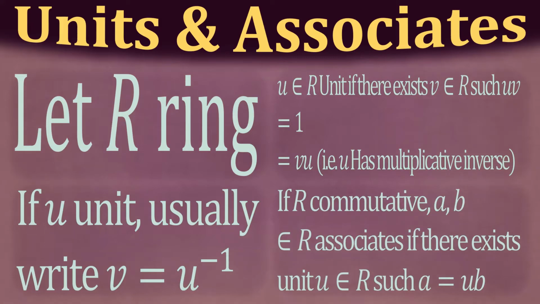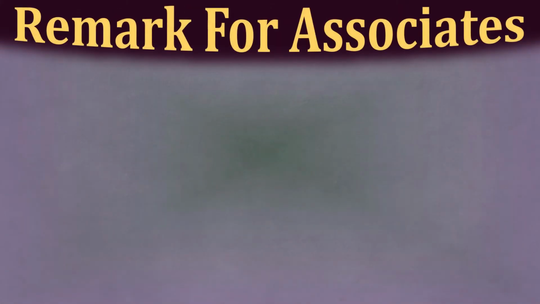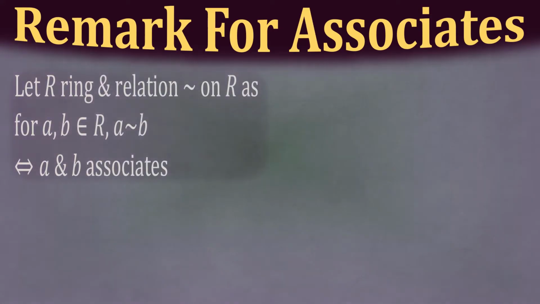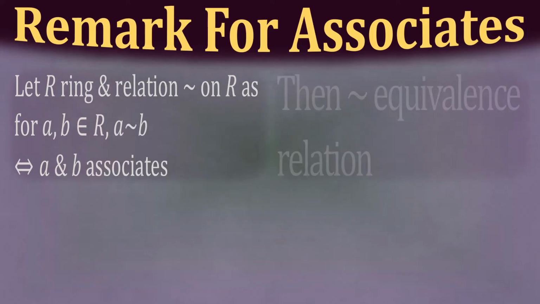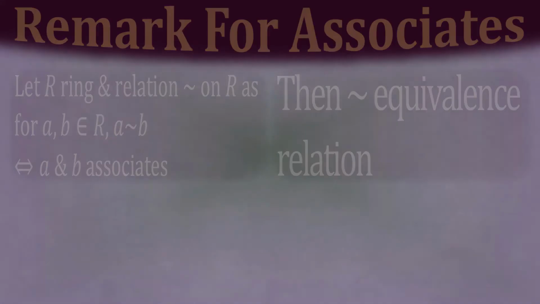If R is commutative, we say that a, b in R are associates if there exists a unit u in R such that a is equal to ub. Now let's give a quick remark for associates. Let R be a ring, and define the relation tilde on R as, for a, b in R, a tilde b if and only if a and b are associates. Then tilde is an equivalence relation.